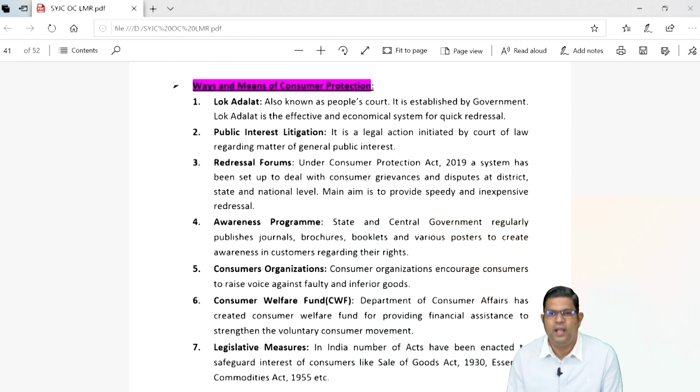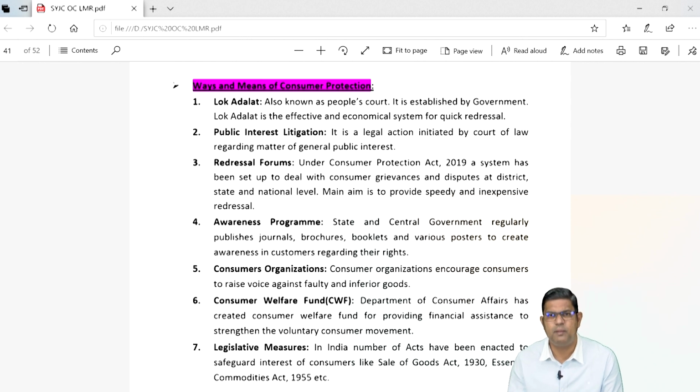Guys, chalo, let's move on to the next question and that is what are the various ways and means of consumer protection? So what the government is doing so that the consumers can be protected. Their first move is called a Lok Adalat. अब नाम में ही सब कुछ है. Lok Adalat. It is the People's Court.